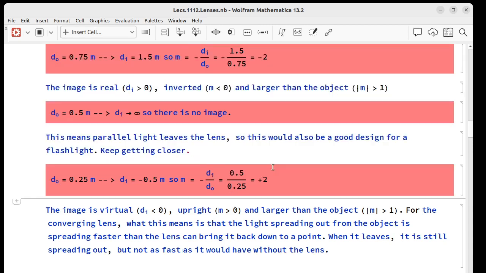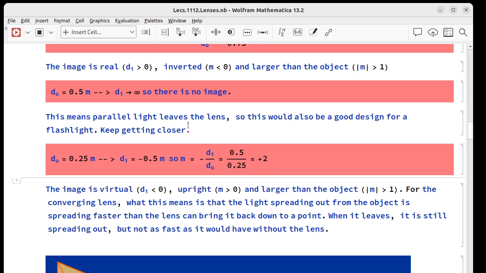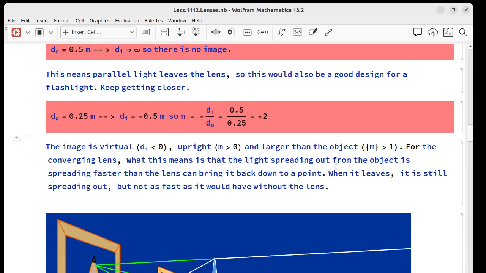So for a converging lens, what this means is the light is spreading out too fast and too rapidly for the lens to bring it back down to a point. When the light leaves the lens, it's still spreading out. Not as much as it would have without the lens, but it's still spreading out.